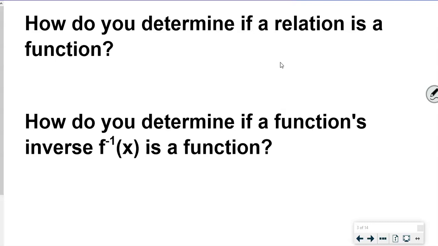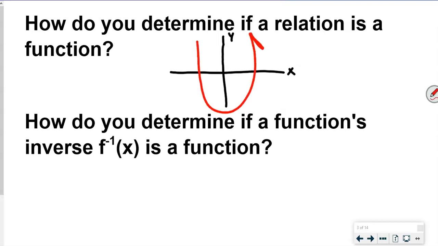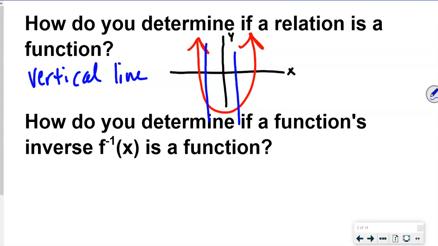So let's just draw a function here. Here's my xy coordinate, x y. If I were to draw, for example, a parabola, the way that I determine if the relation is a function is I do the vertical line test. I can draw a vertical line anywhere. If it intersects it only one time, then this is a function. So the vertical line test is how I determine if the relation's a function.